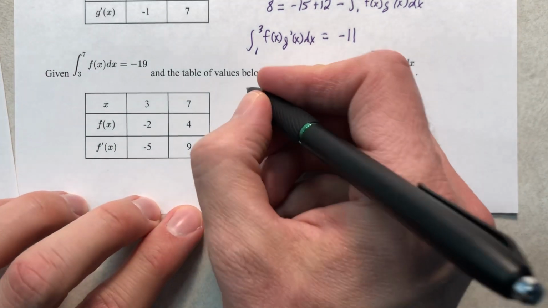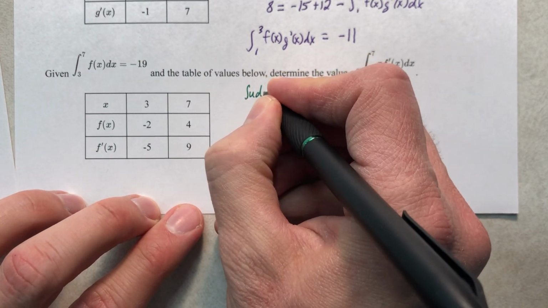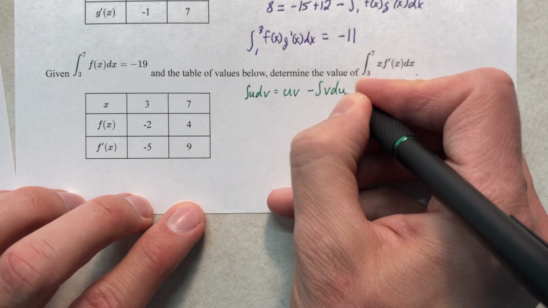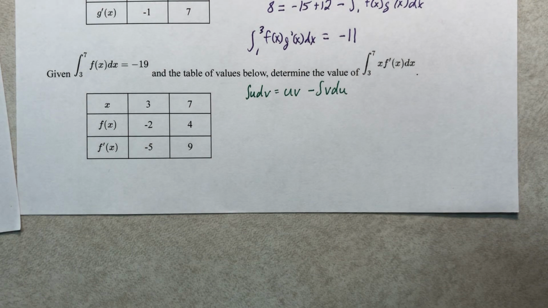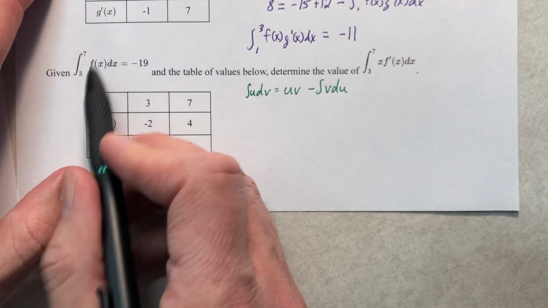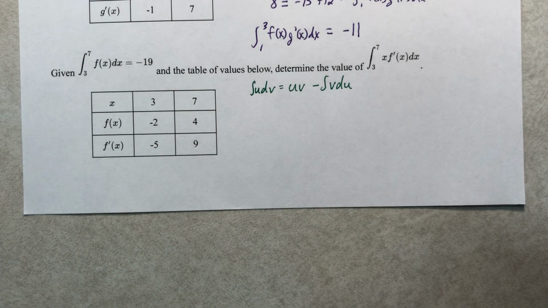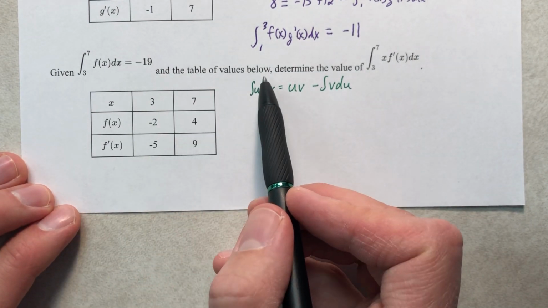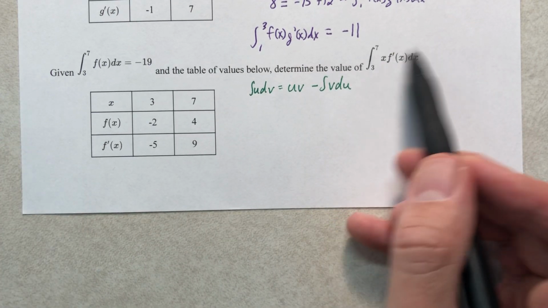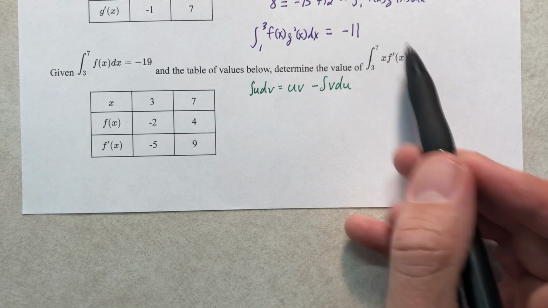And so we have the integral of u dv, which equals uv minus the integral of v du. And we're going to figure some stuff out. So they're asking us to determine the value of this when they gave us that. So sometimes when we read it, we're like, wait a minute, given this value and the table of values below, how am I going to use this to get that? Well, that's what I want. So let's just start working on this.